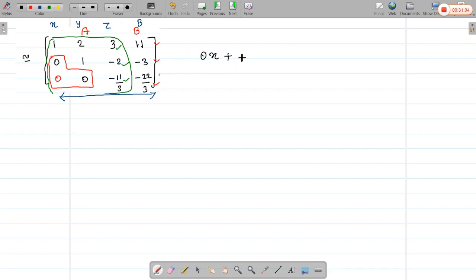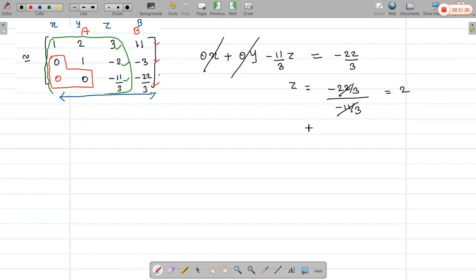What is the second element? 0 times y. What is the third element? Minus 11 by 3 times z equals, what is the right hand side? 22 by 3. Are you okay with this? 0 by anything is 0. Can I find z here? z is equal to 22 by 3 over minus 11 over 3. Are you okay with this? So if you cancel this, you will get the result as 2. What is your z value? Finish. Now you got the first variable.